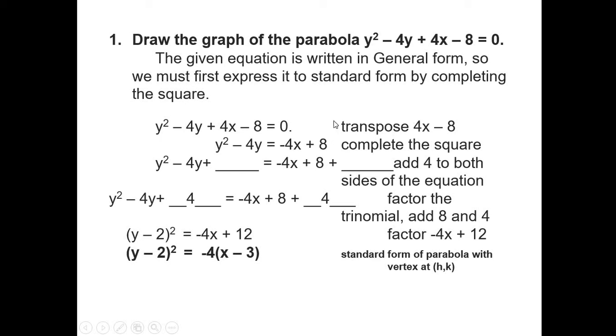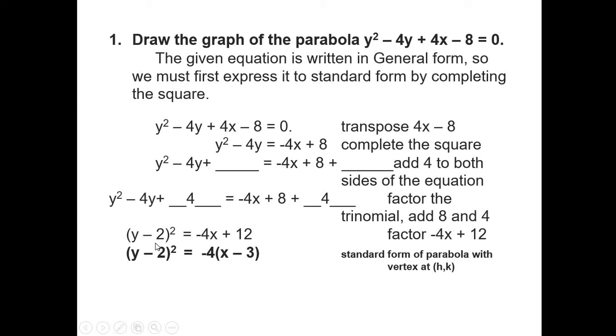First step, transpose natin yung 4x minus 8. So, magiging y squared minus 4y equals negative 4x plus 8. Then, we're going to add both sides by a certain number to complete the square. What do you think we will add here? Yun na yung answer, 4. Where did we get 4? Just divide the middle term, 4 by 2. 4 divided by 2 is 2. Square mo yung 2, which is 4. So, if you added 4 here, you also add 4 here.